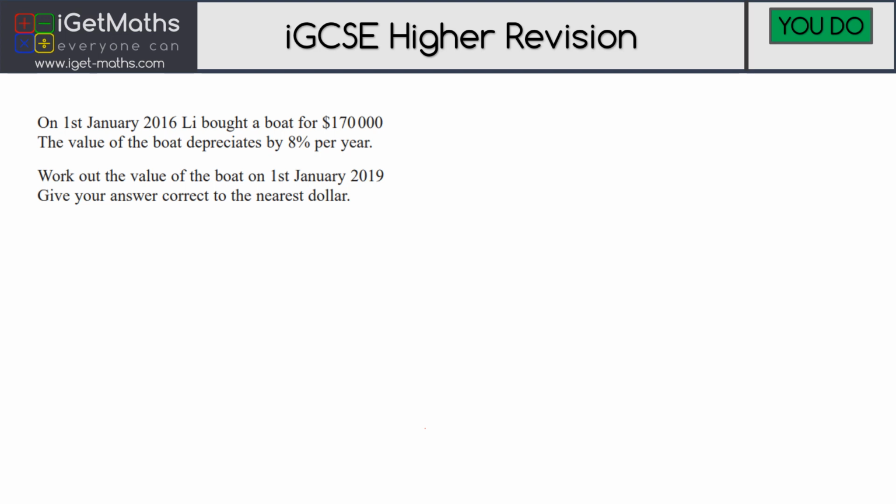Okay, so on 1st of January 2016, Lee bought a boat for $170,000. The value of the boat depreciates by 8% per year. Work out the value of the boat on the 1st of January 2019. Give your answer correct to the nearest dollar. So we've got 100%. We minus 8%. That's going to equal 92%. That as a decimal multiplier is 0.92.